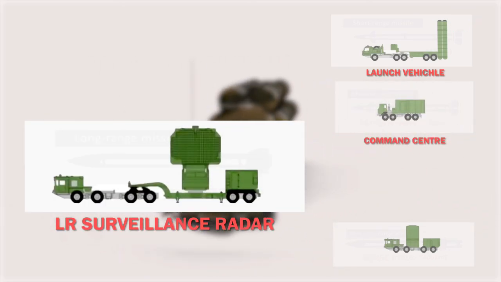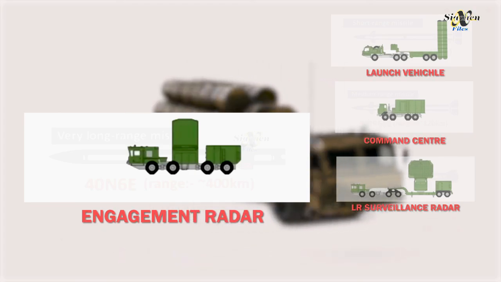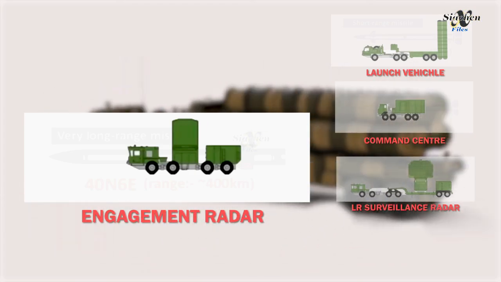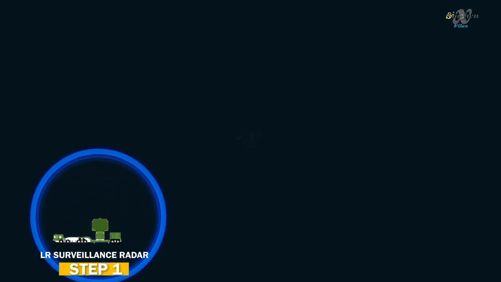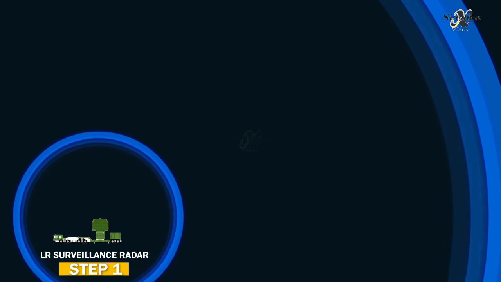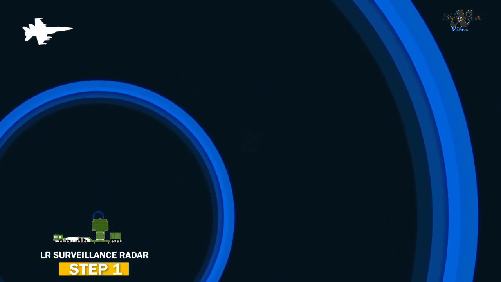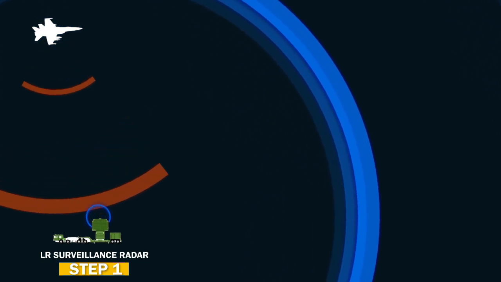Part 3. A long-range surveillance radar known as Big Bird acquisition. Part 4. And finally engagement and fire control radar. From here all operations will be managed, from the detection of the target through the firing of missiles from the launchers. Let us look at the basic step-by-step process of how this works. Step number 1. Big Bird long-range surveillance radar, or LR surveillance radar, picks up a target. It can track as many as 300 targets at once.